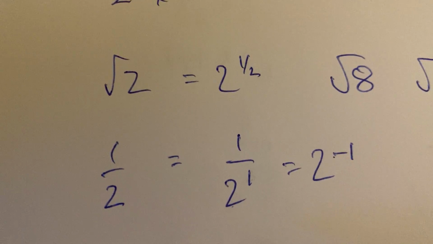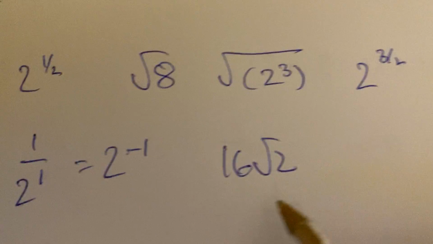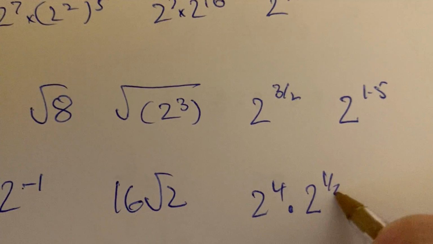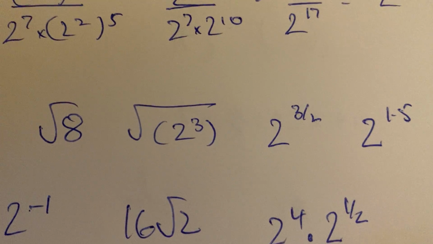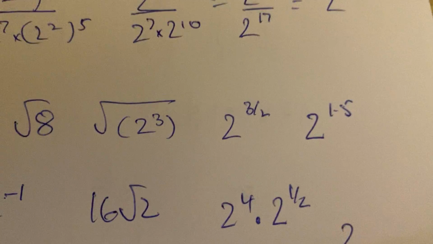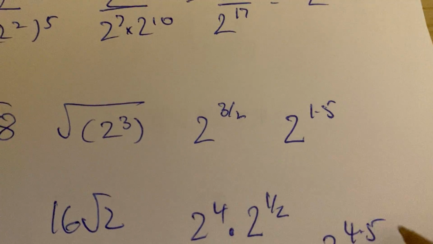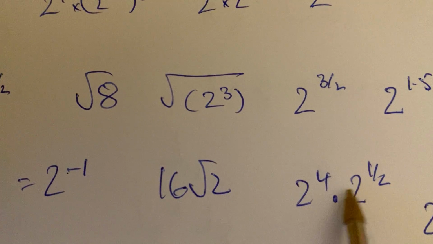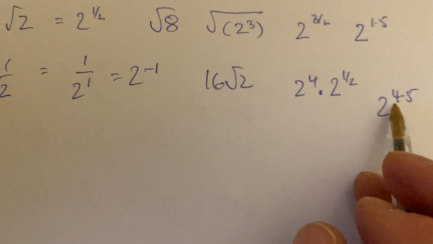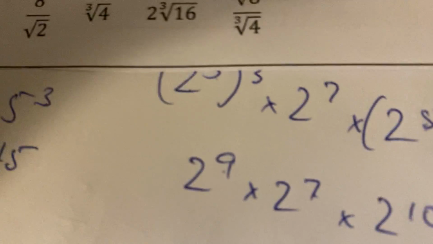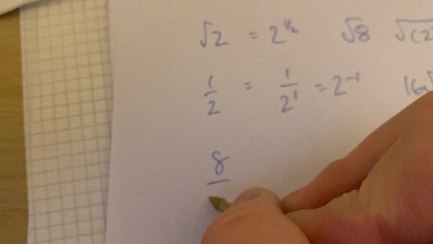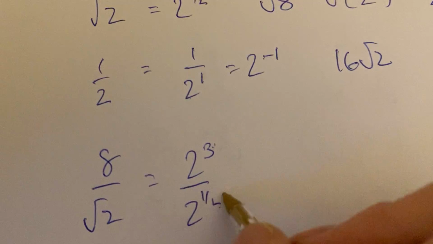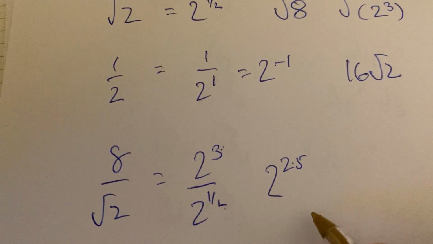Then we've got 16 roots 2. So 16 is going to be 2 to the 4 times 2 to the half. So now we're going to add these ones together. So it's 2 to the 4.5. Okay. So that looks really confusing, doesn't it? And I can see exactly why people get panicky, but just go with what you know. Then we've got 8 over root 2. So that's 2 to the 3 over 2 to the half. We take away, so it's going to be 2 to the 2.5.